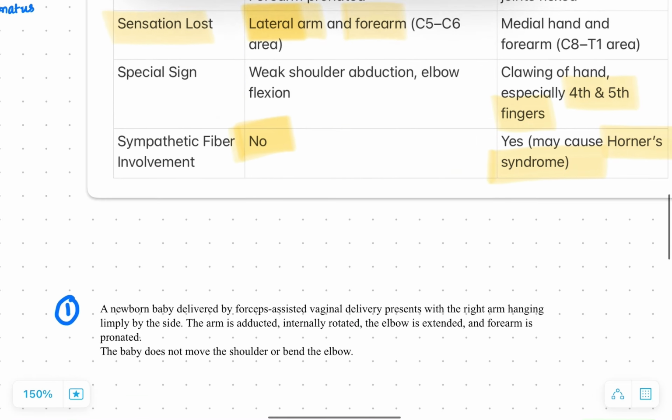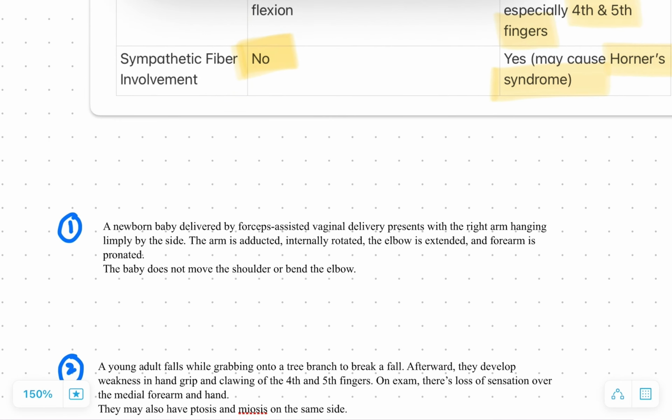Coming to a clinical scenario, a newborn baby is delivered by a forceps assisted vaginal delivery with the arm hanging limply by the side. The arm is adducted, internally rotated, the elbow is extended and the forearm is pronated. So this is the waiter's tip position seen in Erb's palsy. So the diagnosis is Erb's palsy.